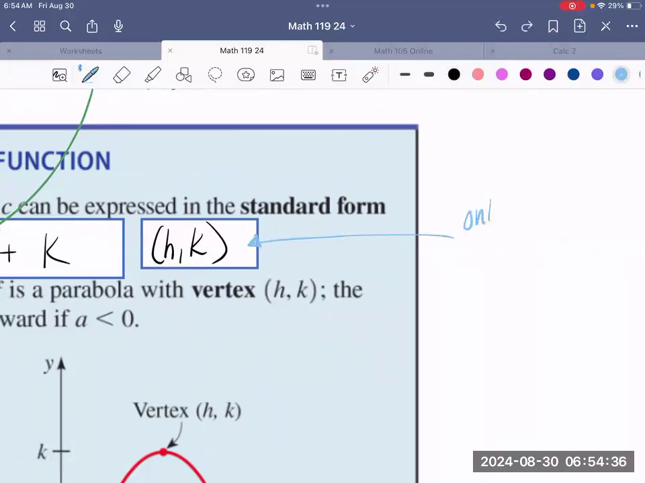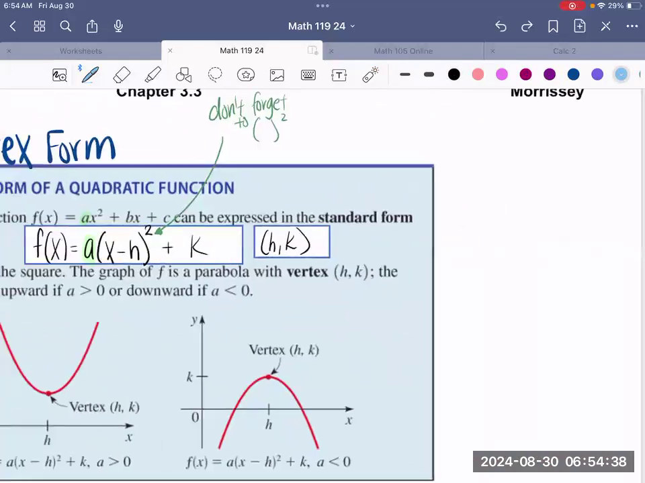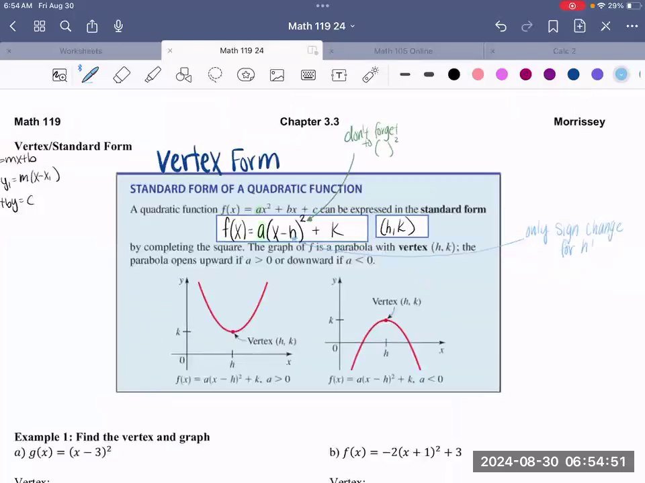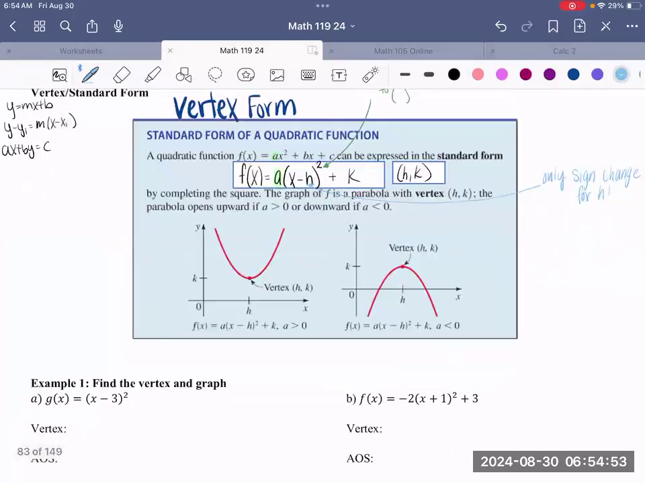Only, I'm going to maybe put it over here. Only sign change for h. Now, when we start to focus on your vertex a little bit more, right?